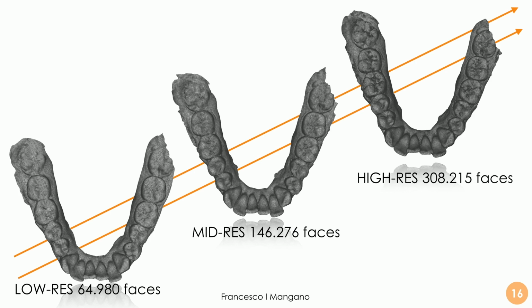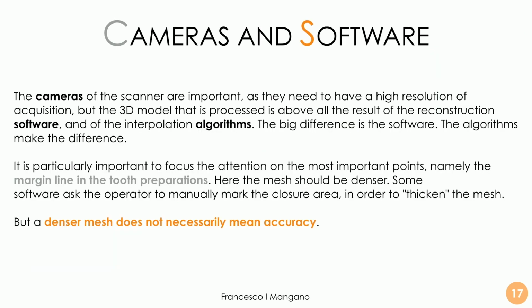So as we can see here, with the same model reconstructed by the same software of the scan flow from Carestream Dental, we can have very different meshes. For example, with a low resolution, I can have less than 70,000 faces. With a mid resolution, I can have a little bit less than 150,000. With a high resolution, I can have even more than 300,000 triangles. It makes all the difference for our application. So it's very important to consider and to pick the proper application and to choose the proper balance, because we need to choose for our clinical purposes.